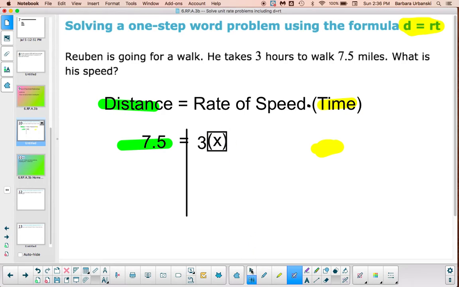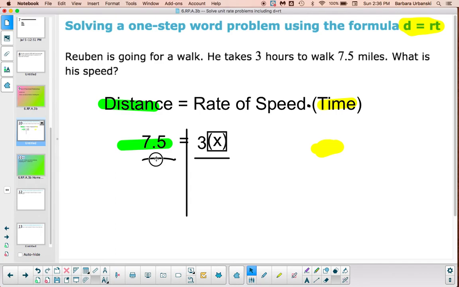And then you have to ask yourself, what's going on between the 3 and the x? It's multiplication. How do you undo multiplication? What is the inverse operation? It would be division. So we're going to go ahead and take our fraction bar. Okay, we're just going to take a fraction bar. Whatever I do to one side, I do to the other. And then if you ask yourself, okay, what do I have to do now? What am I going to do here?